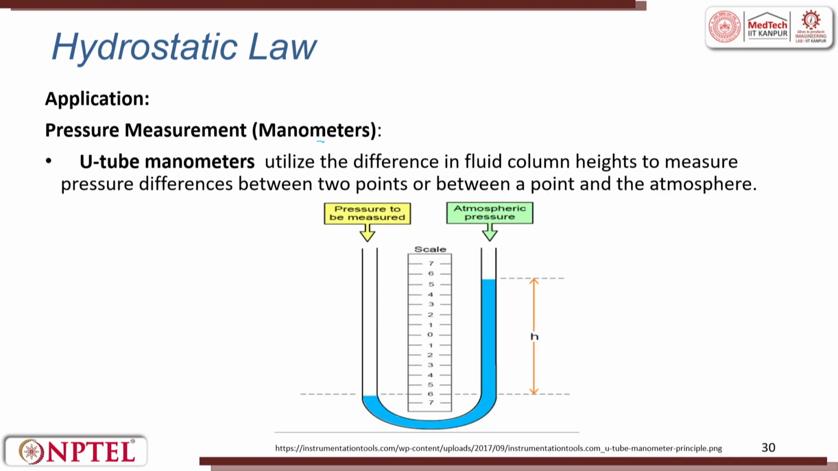The pressure measurement through a manometer, you have used this in your school days. We use a U-tube manometer which utilizes the difference in the fluid column, the height H, to measure the pressure difference between two points, or between a point and the atmosphere. One is atmospheric pressure and the other one is the pressure inside a system. So you can try to measure it by using a U-tube manometer.